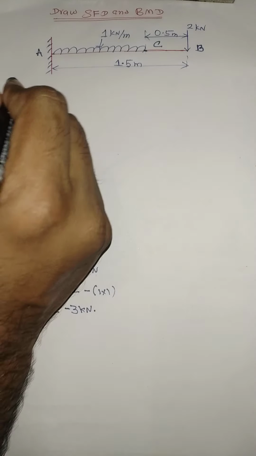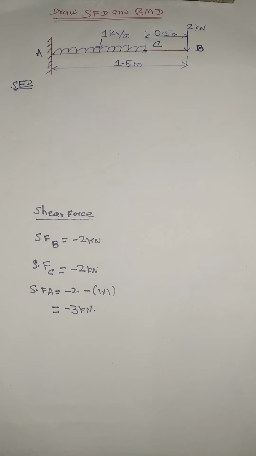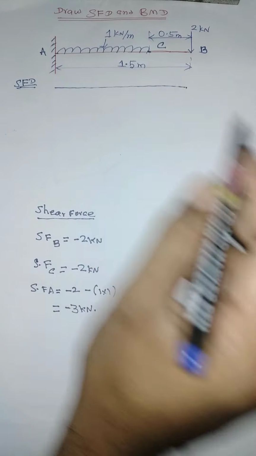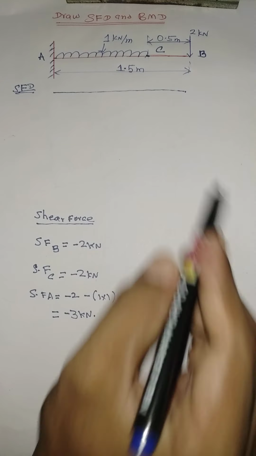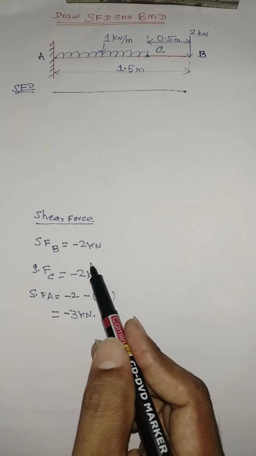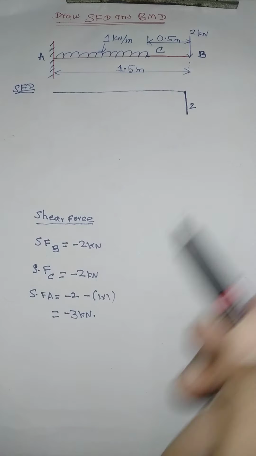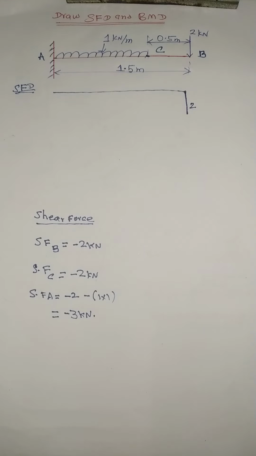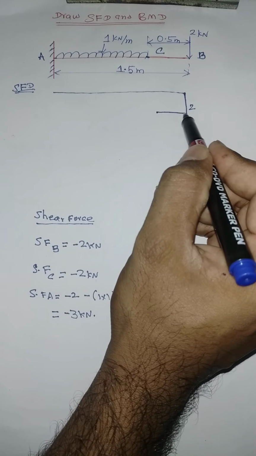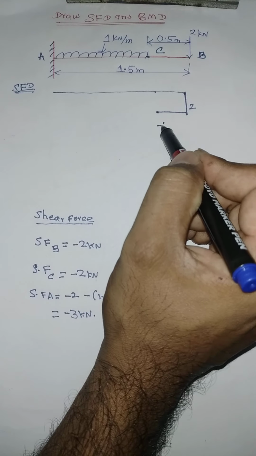Next, to draw the shear force diagram of the particular beam, first draw one straight horizontal line at point B. At point B, the shear force is minus 2. At point C, the shear force is also minus 2. So draw the horizontal line; this point C is also 2.